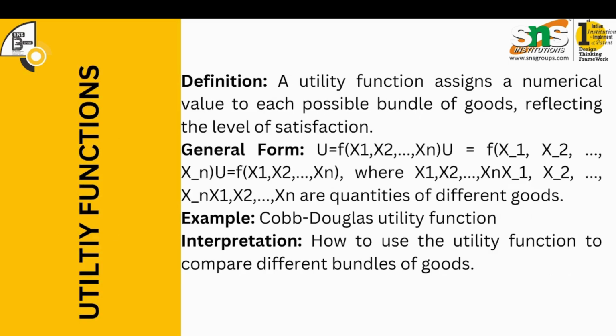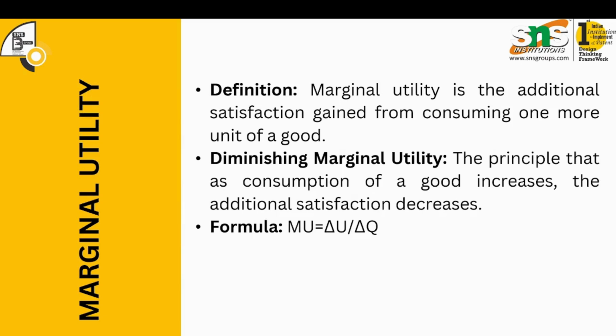Utility function. A utility function assigns a numerical value to each possible bundle of goods, reflecting the level of satisfaction. The general form of utility is utility as a function of x1, x2, xn, etc., where x1, x2, xn are the quantities of different goods. One example of a utility function is the Cobb-Douglas utility function. So the utility function between the different goods would be an indicator of how to compare the different bundles of goods, or how to compare the preference between the different bundles of goods.